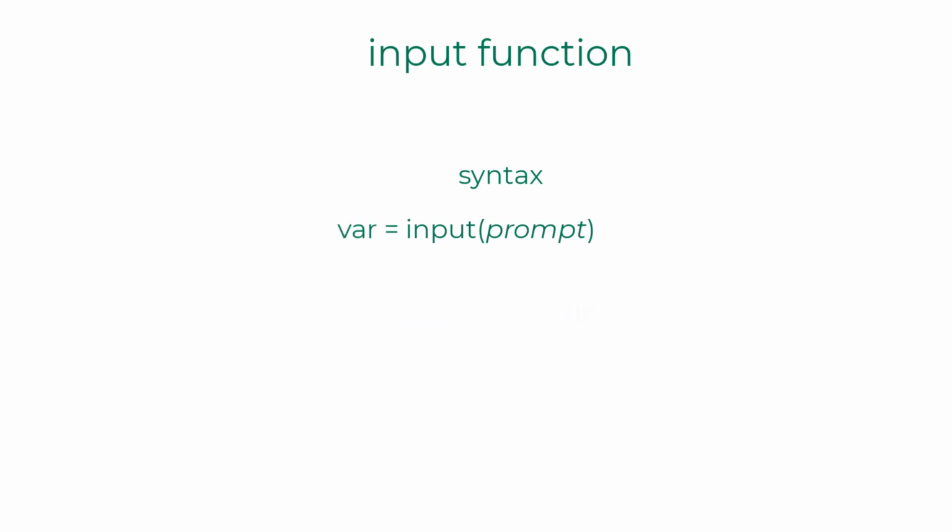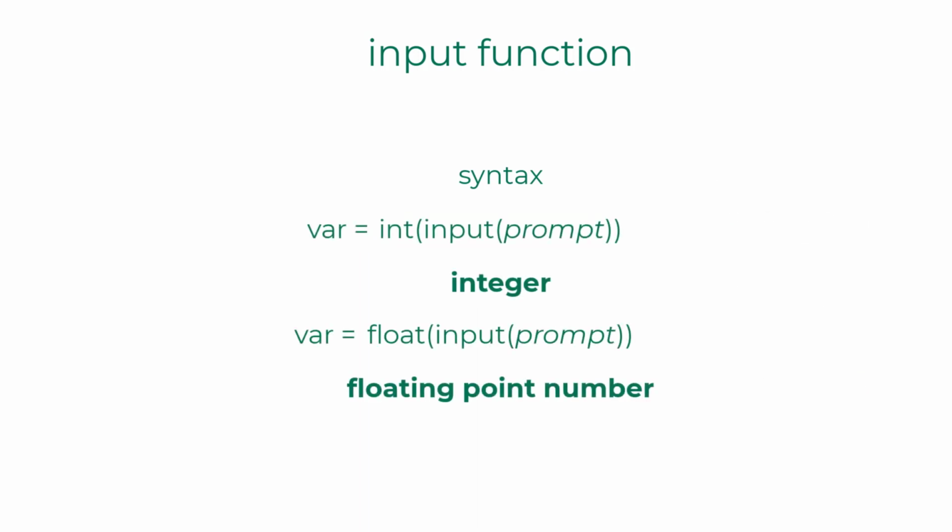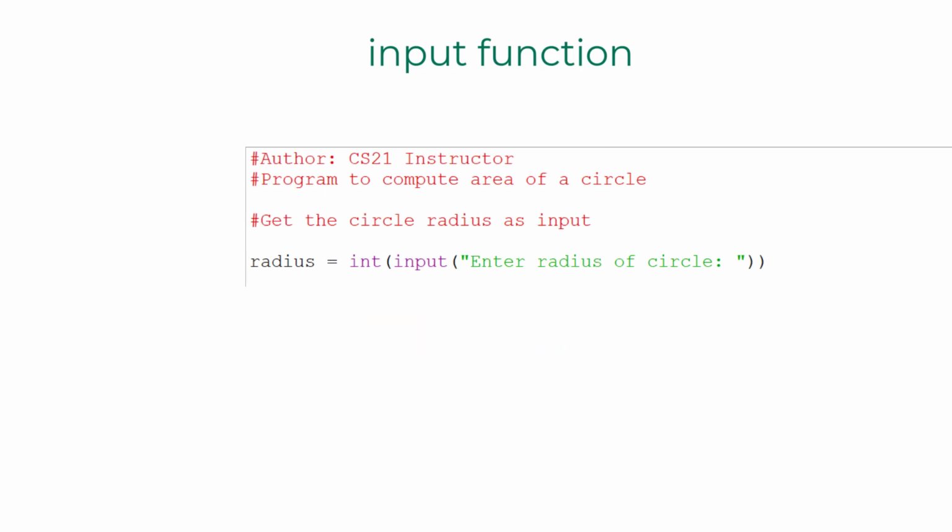By default, input function captures the keyboard data as a string. This will get us into trouble if we are trying to perform arithmetic operations on it. Hence, we convert the user input directly into an integer or a floating point type by writing the input statement this way. Let me take you to the area of circle program I demonstrated earlier. You can see that I assigned the variable radius with user input value that is converted to an integer.